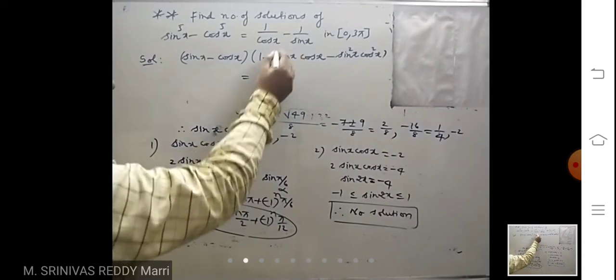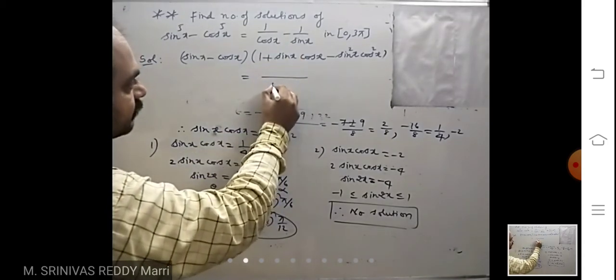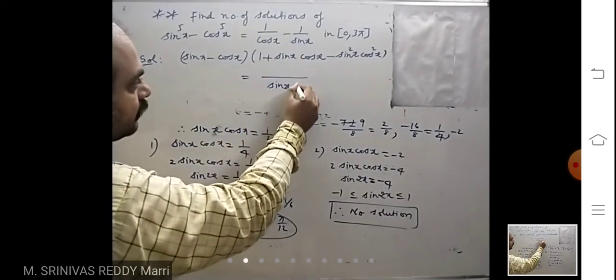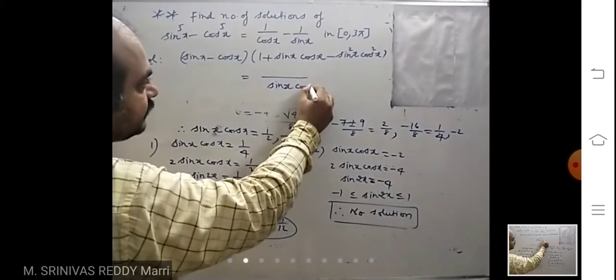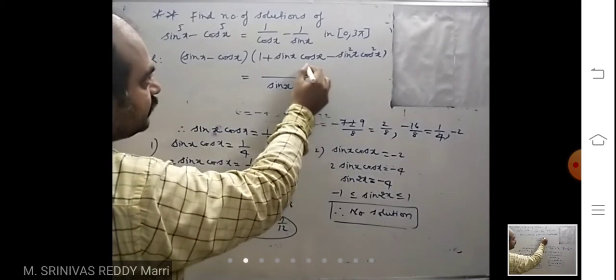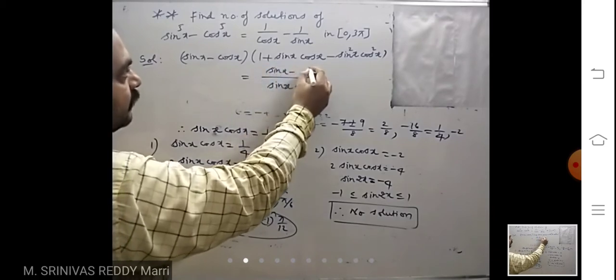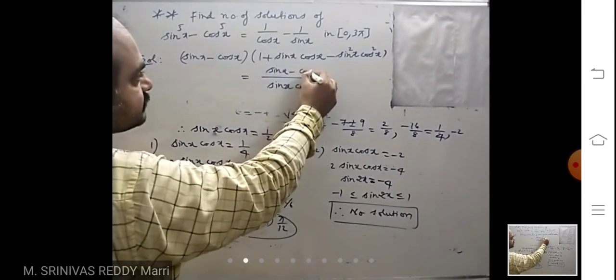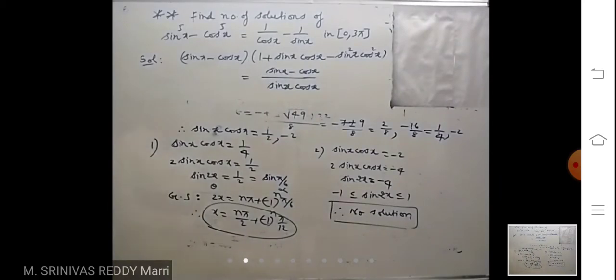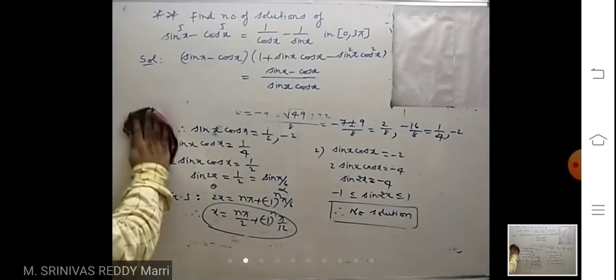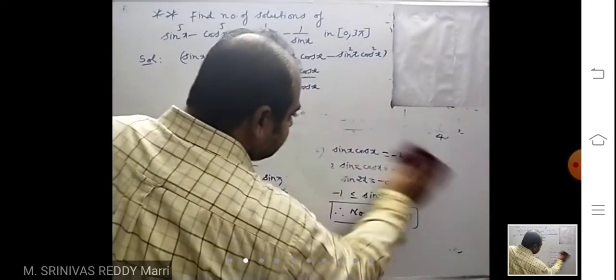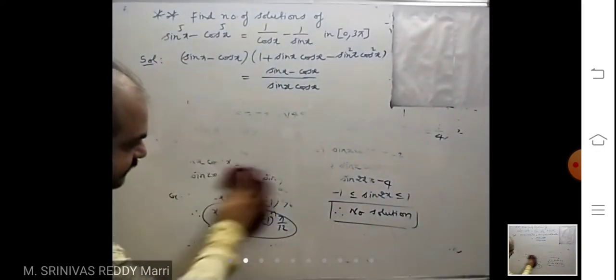This is nothing but, if you take the LCM here, the LCM is sin x into cos x. Now you will get here sin x minus cos x, right? Sin x minus cos x. Look at how to approach the problem. When you know the method, a tough problem will become easy.